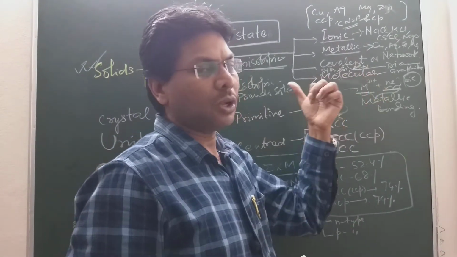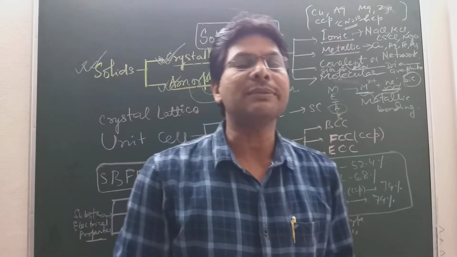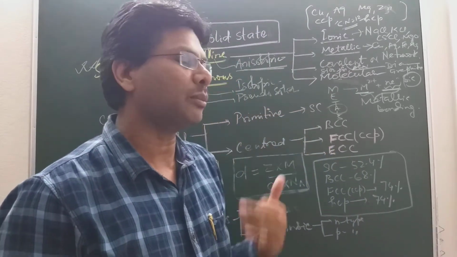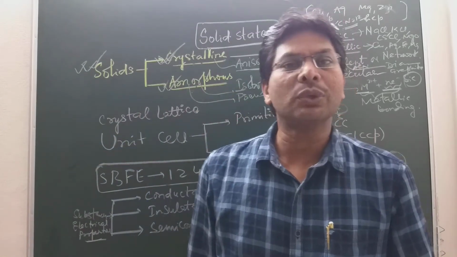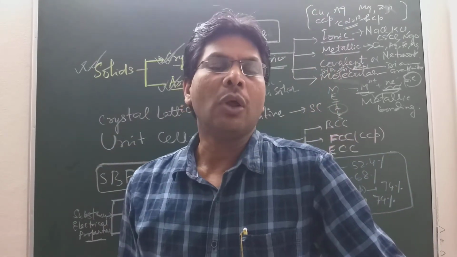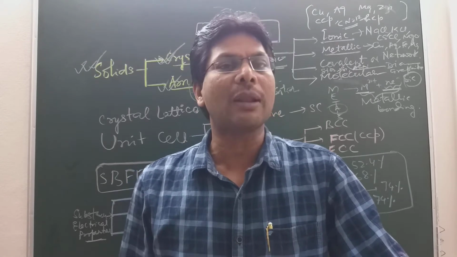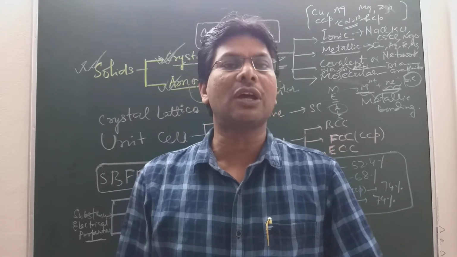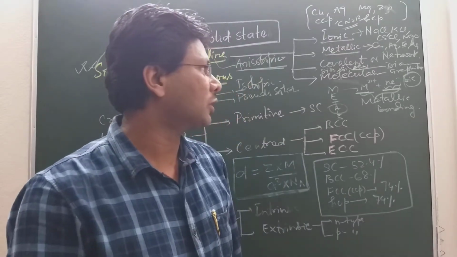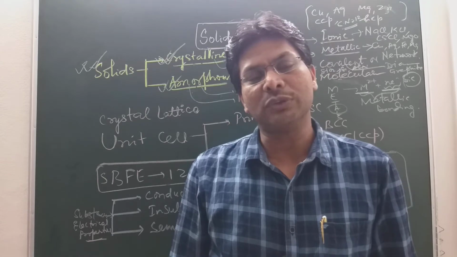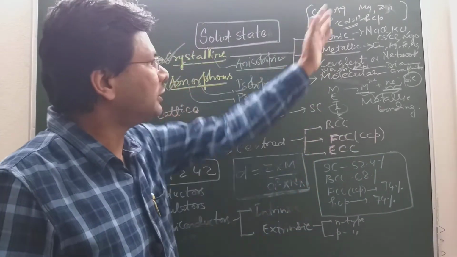Next is molecular solids. These molecular solids are further classified into three types: polar molecular solid, non-polar molecular solid, and hydrogen bonded molecular solid. HCl and SO2 are polar molecular solids. Non-polar molecular solids: helium, argon, hydrogen solid, iodine solid, carbon tetrachloride, carbon dioxide. These are all examples of non-polar molecular solid. Coming to hydrogen bonded molecular solid, ice is an example. So these are the types of solids.